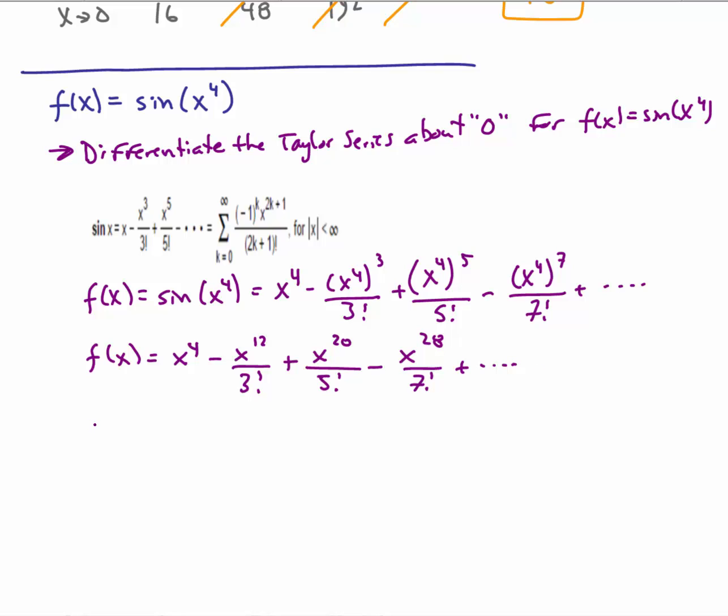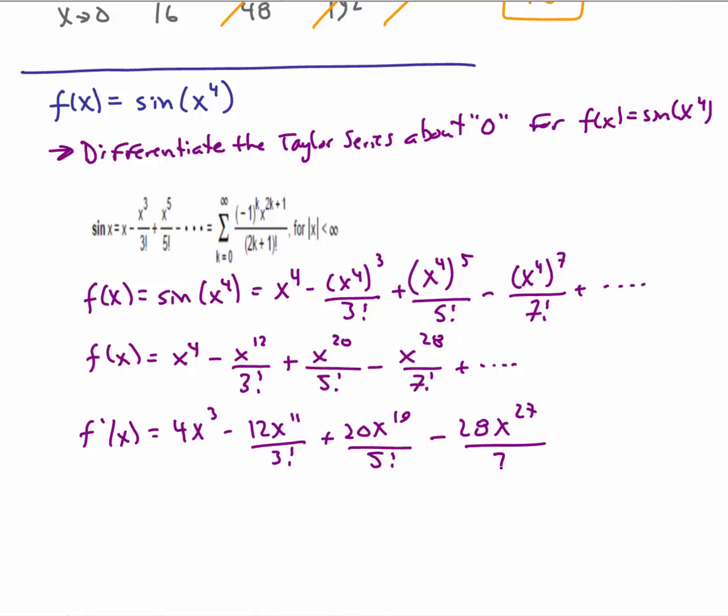Now when I look at this particular function and I start to differentiate it, I just go ahead and use the old power rule that we're used to. So this would be 4x cubed minus 12x to the 11th over 3 factorial plus 20x to the 19th over 5 factorial minus 28x to the 27th over 7 factorial. And of course this continues on in that pattern.